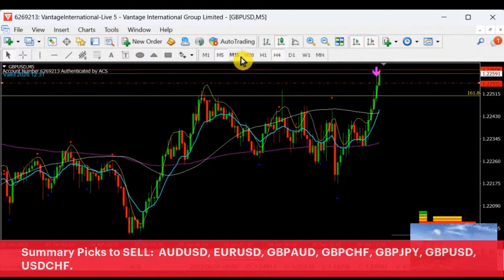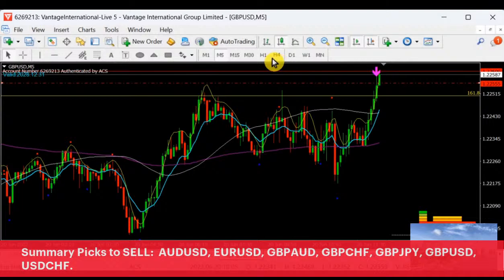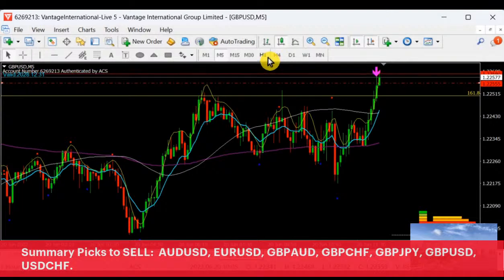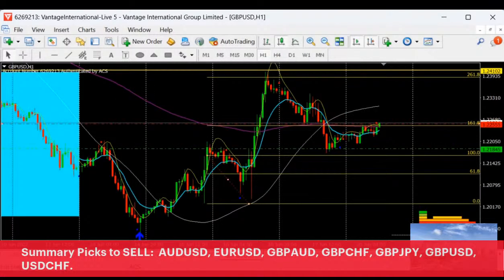However, this area here, it is not breaking up now, and it's actually respecting the support. So going up for a buy is still highly possible right now. Yes, that's correct.